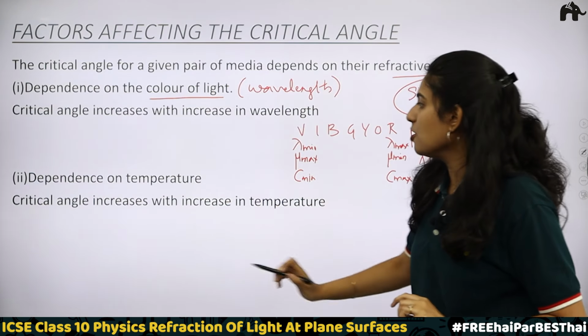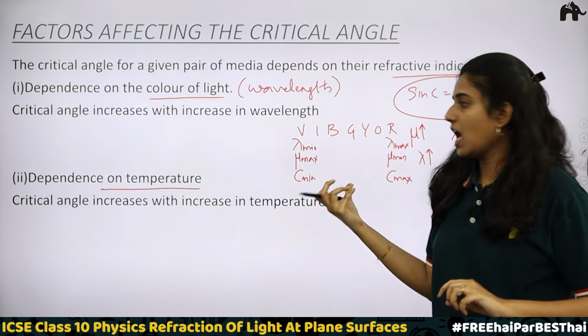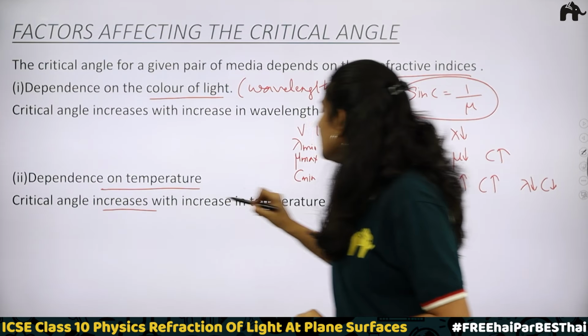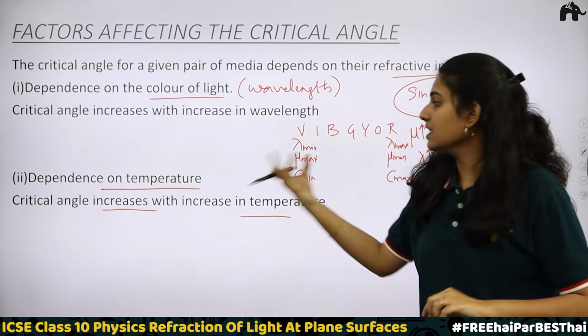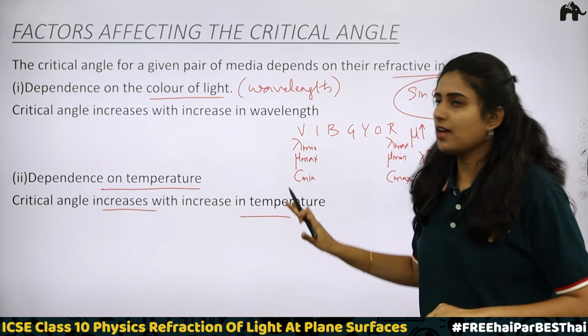Now the second point is dependence on temperature. When temperature changes, what happens to critical angle? There is nothing to remember. Critical angle increases with increase in temperature. So to increase critical angle, what we need to do is just increase the temperature. So these are the two factors.